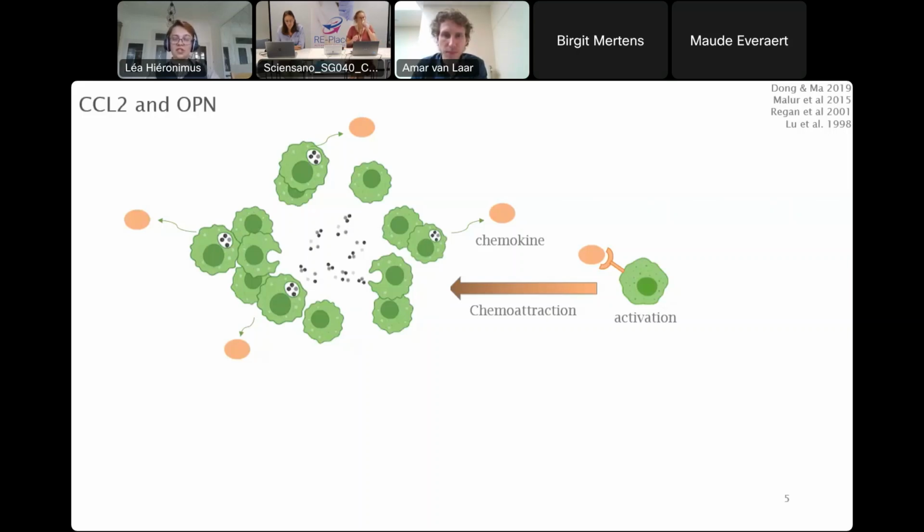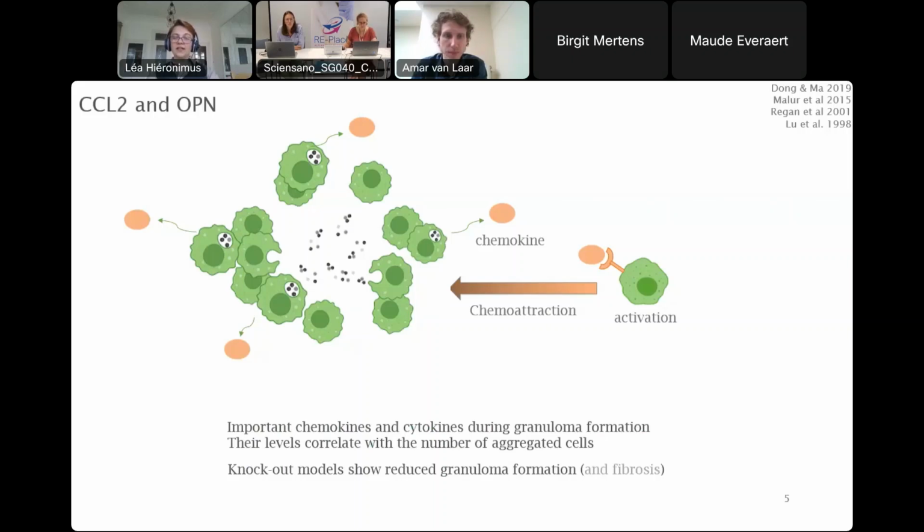In granuloma formation, there are three main mediators known in the literature. Two of them are CCL2 and osteopontin. These are important chemokines also acting as cytokines. Their levels correlate with the number of aggregated cells in many models, and rodent knockout models show that the absence of CCL2 and osteopontin reduces granuloma formation and granuloma fibrosis. And it is also the case for models where animals have been orally treated with certain inorganic particles called carbon nanotubes.